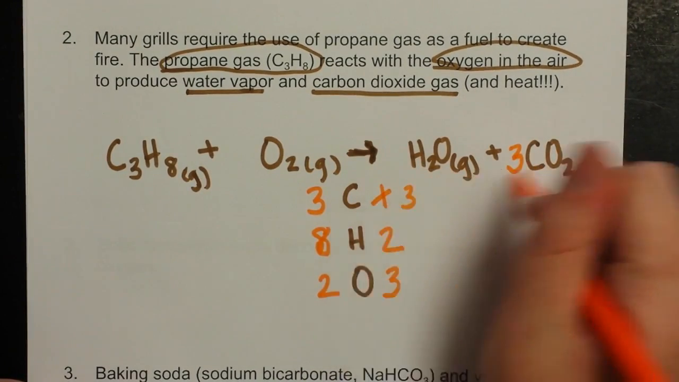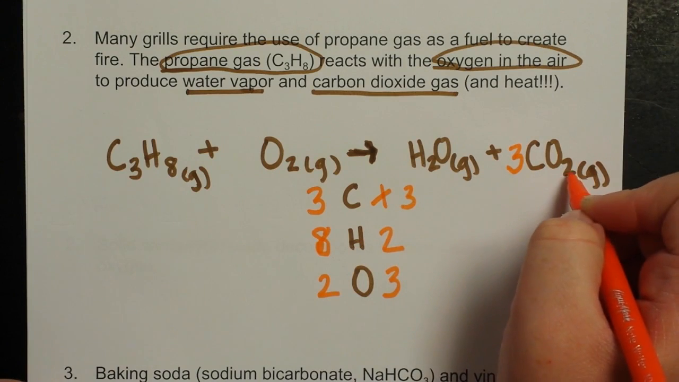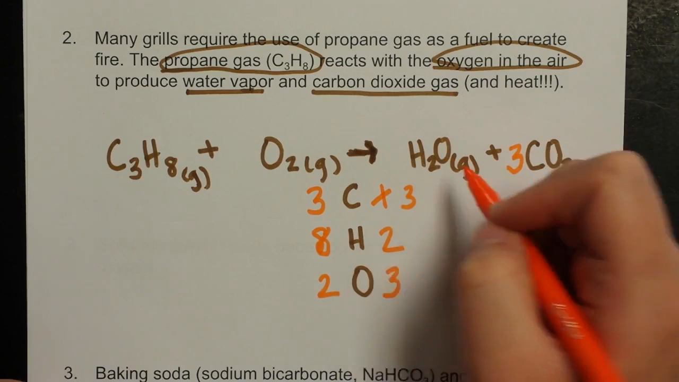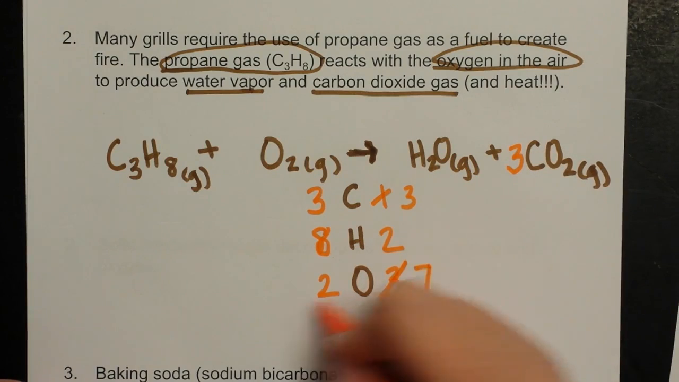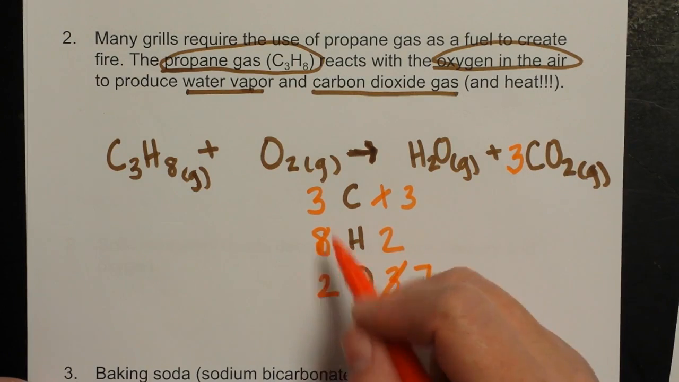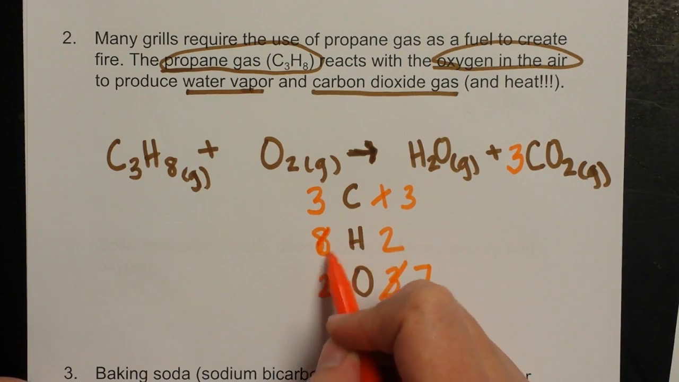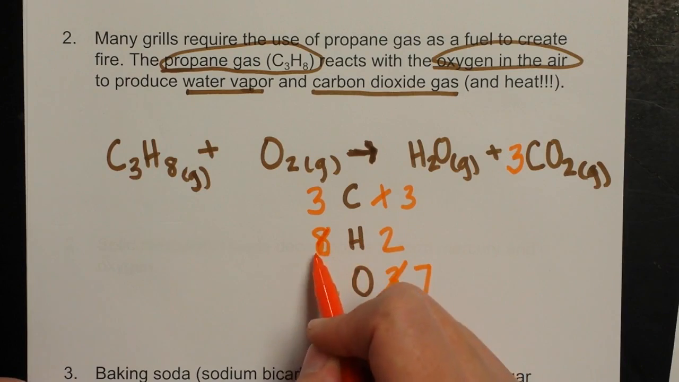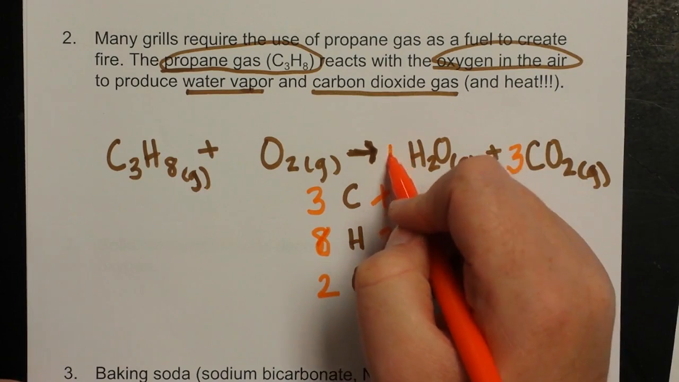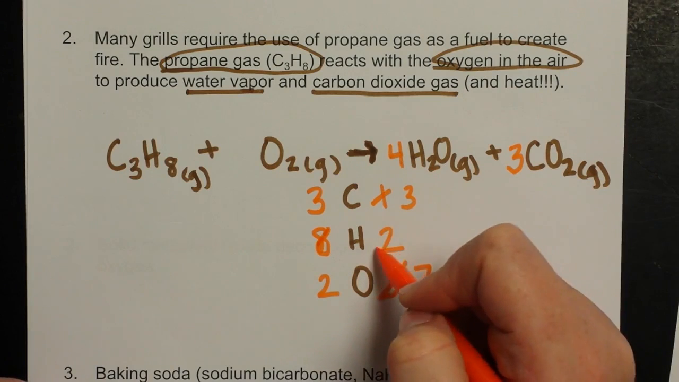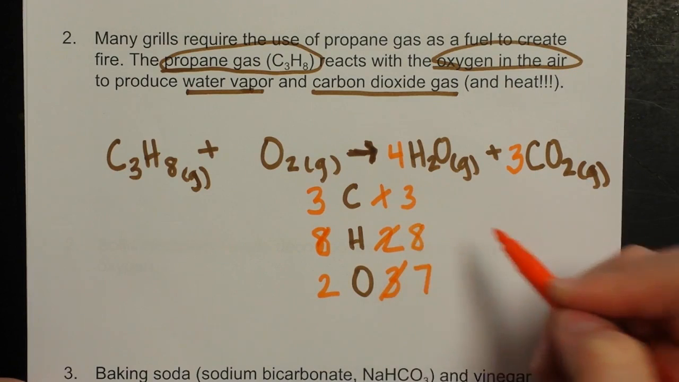So now we've got 3 carbons, but now I've got 3 times 2 is 6, plus 1, 7 oxygens. So I'm still left with an odd number there. Here I've got 8 and 2. I know that I can multiply 2 times 4 to equal 8, so I'm going to go ahead and put a 4 coefficient in front of my H2O. That's going to be 4 times 2 hydrogens, which is 8 hydrogens.